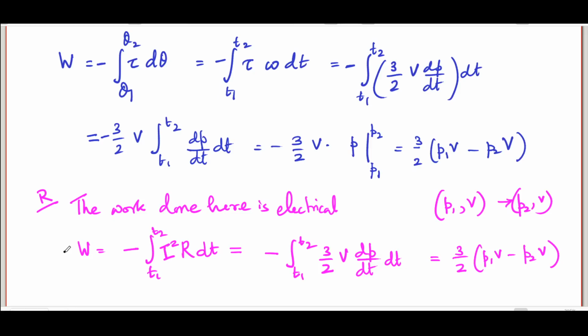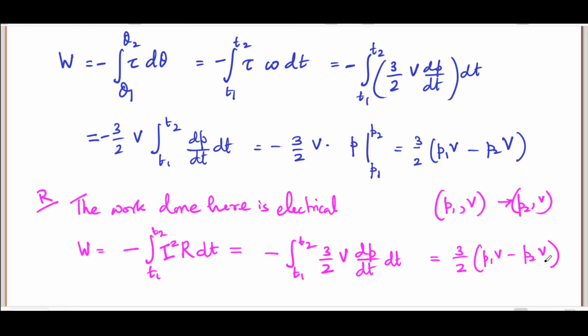But that's work done on the gas. We are calculating work done by the gas. So we have a minus sign all over again. And now our experimentalist friend has told us that under such a situation, the pressure increases at a rate given by 2/3 I square R over V. And using that, we can change the I square R to be 3 by 2 V dP dt. And now this calculation is exactly the same as the previous one. And you get 3 by 2 times P1V minus P2V as the net work done by the gas when this is occurring.